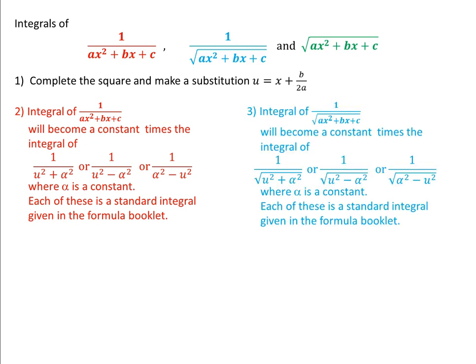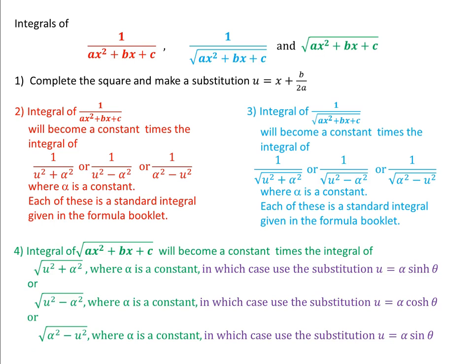Similarly, if the original integral was 1 over root of ax squared plus bx plus c, then by the time you've done the substitution, you'll have ended up with 1 over root of u squared plus alpha squared, or 1 over root of u squared minus alpha squared, or 1 over root of alpha squared minus u squared. And each of those are standard integrals. The final case is slightly more awkward.